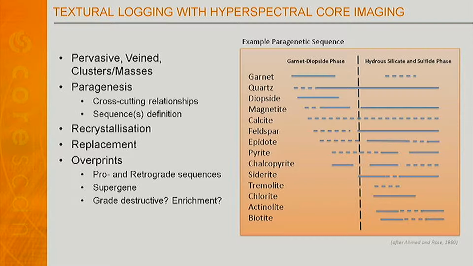But most importantly, I can derive some pretty nice paragenetic sequences from this type of data by using cross-cutting relationships, overprints, and replacement textures. We can actually start to derive a really nice sequence, which again helps us understand where we are in the skarn and where mineralization is going to be. As I just said, we can look at recrystallization, replacements, overprints, supergene. I'm going to show you a gold skarn that has for many years been thought to have a lot of supergene alteration because of where it is. By looking at the textures in the hyperspectral data, I think it's pretty clear it's not supergene. It's actually primary hydrothermal deposition.